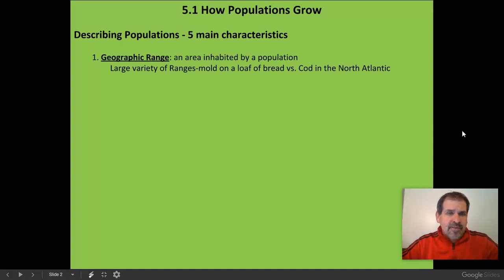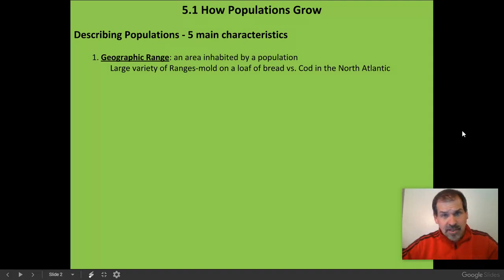Now remember, our definition of a population: members of the same species living in the same place at the same time. A good example here in Minnesota, we have a strong culture in Minnesota with deer hunting season. So every year, millions of Minnesotans are concerned about the size of the deer population and the distribution of the deer population in Minnesota. How crowded is the population, and really where are they living? Right, so the geographic range, an area inhabited by a population.